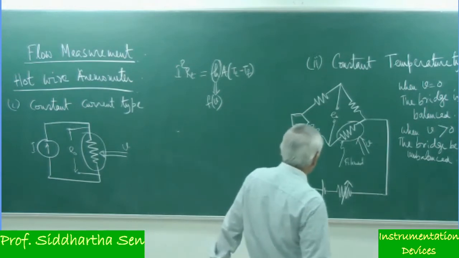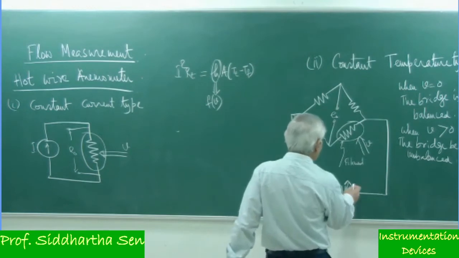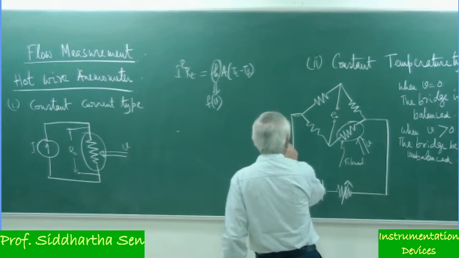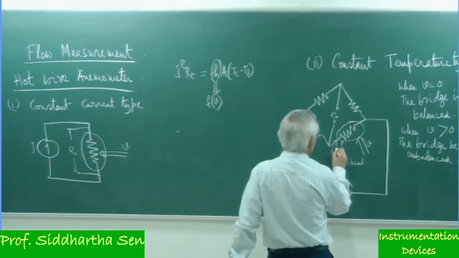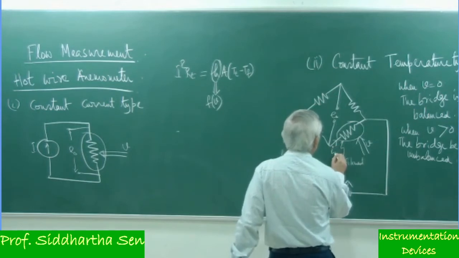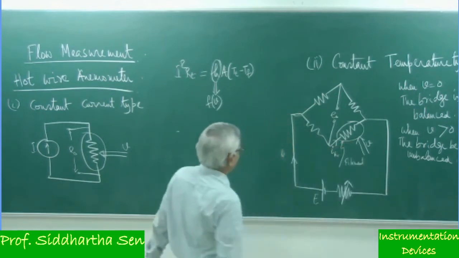So what we can do is that this current, say I, and this one I call I_H, say, hot wire anemometer current.